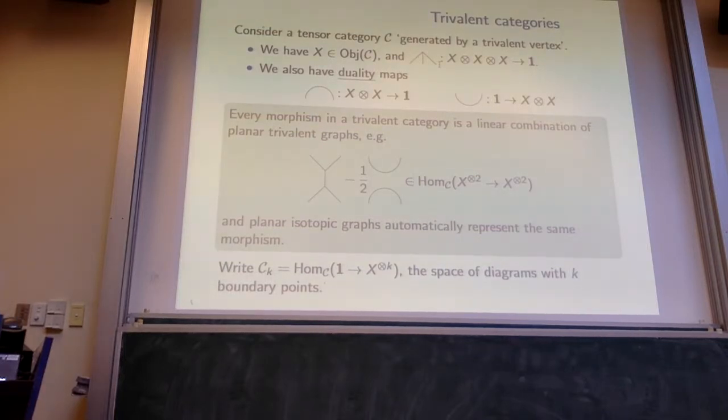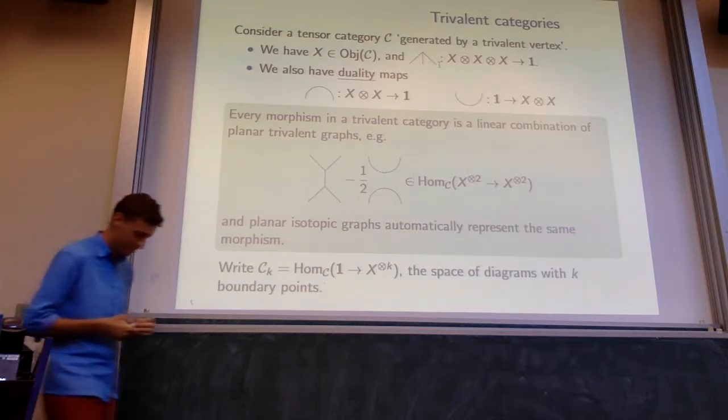Okay. So the idea is to study trivalent categories. These are tensor categories generated by trivalent vertices. Let's say exactly what this means. We've got some category C, we've got our favorite object X in this category C.